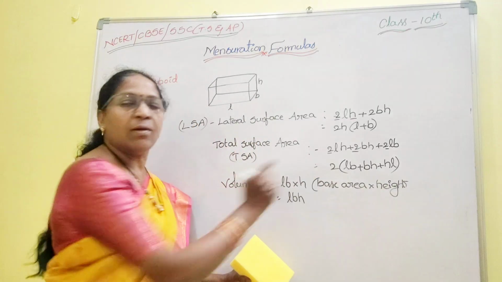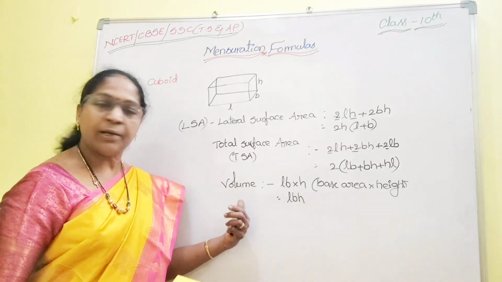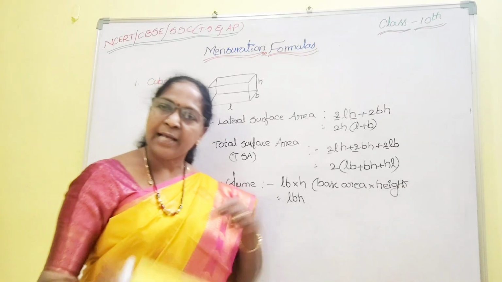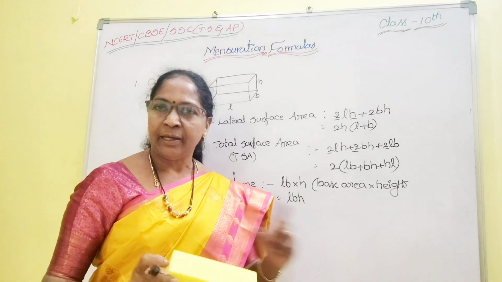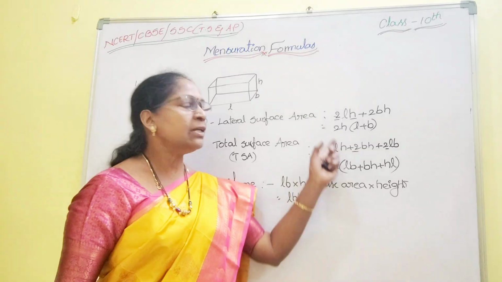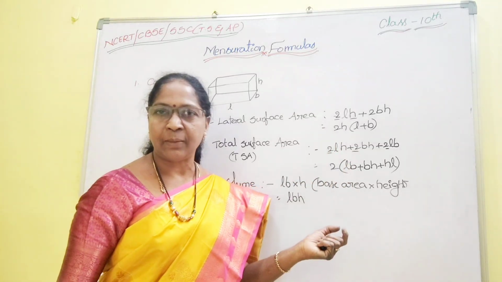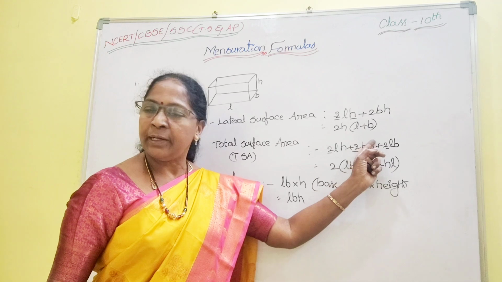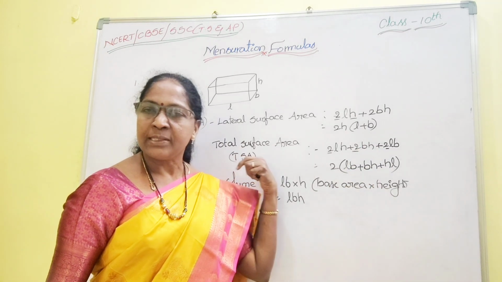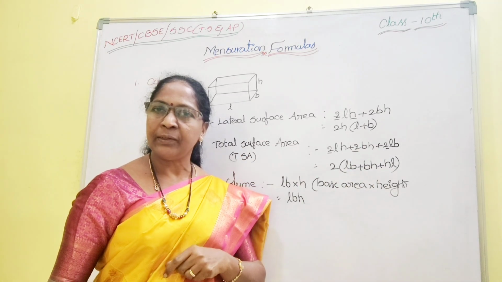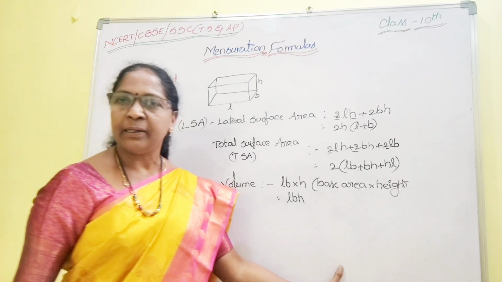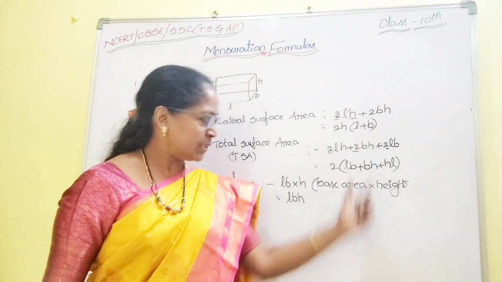This is the basic concept. What is the volume formula? LBH is the formula. You have to learn it by heart as well as learn the concept. If you know the concept, then easily you can write and remember the formulas. So LSA of the cuboid equals 2H into (L plus B), total surface area of the cuboid equals 2 into (LB plus BH plus HL), and volume of the cuboid equals LBH. This is the formula.